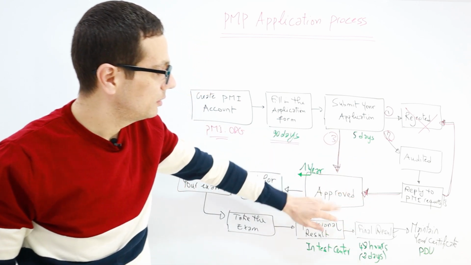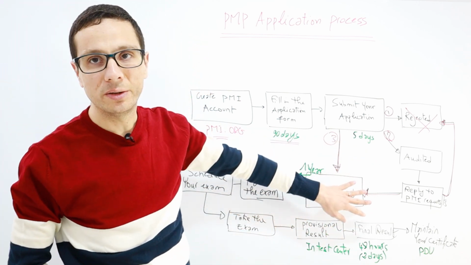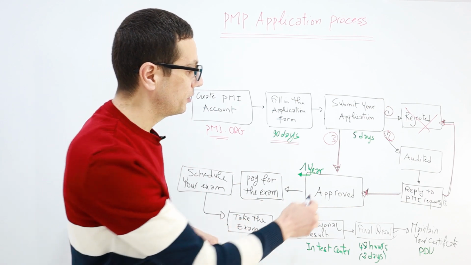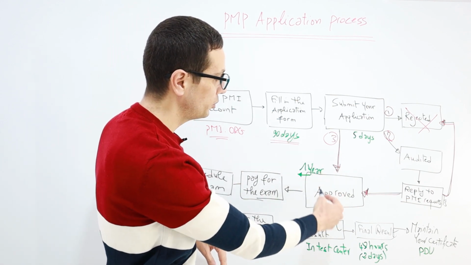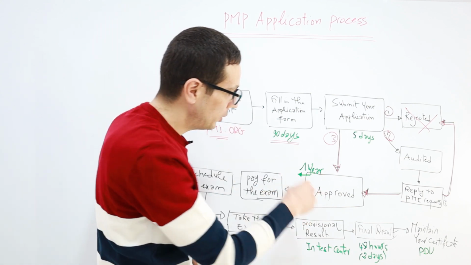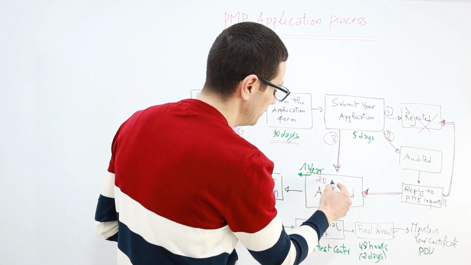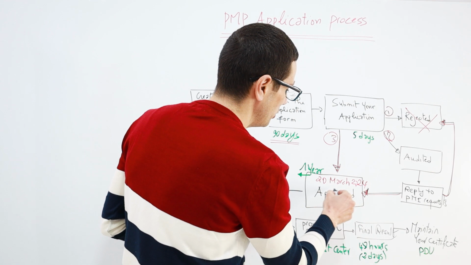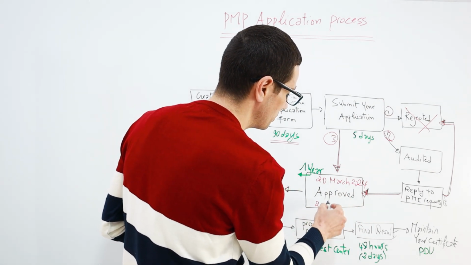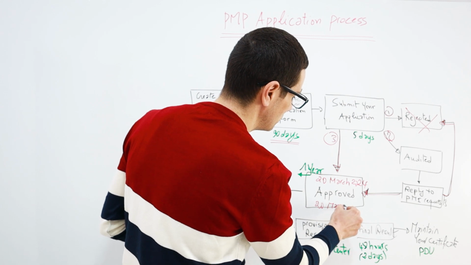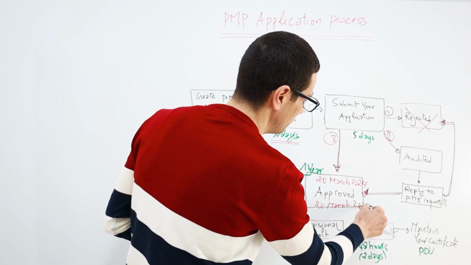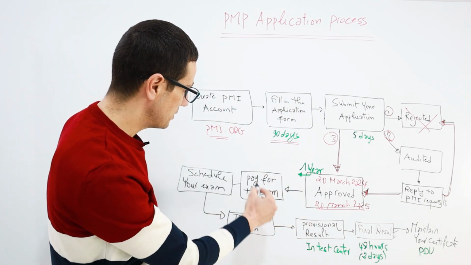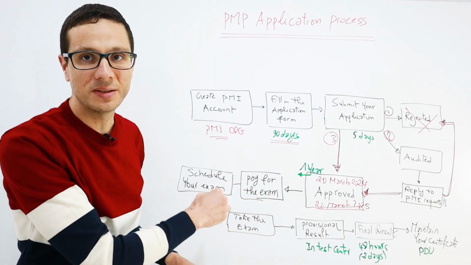Okay, so now we are here, and once your application is approved, you have 1 year from the date of application approval to take the exam. For example, if your application is approved on 20 March 2024, you have until 20 March or 19 March 2025 to take the exam. You have a whole year to apply for the exam and schedule your exam and sit for it.